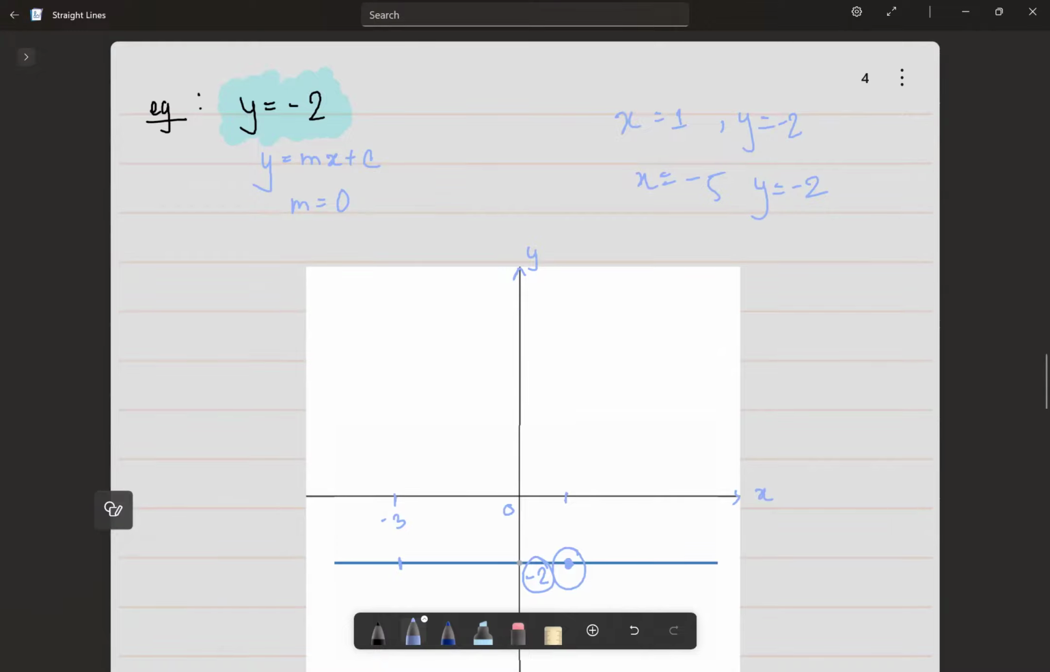In the next lecture, we will try to cover how to sketch quadratic graphs.